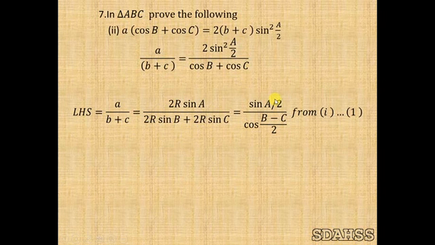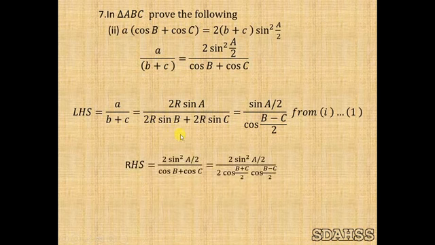Here you make use of subdivision 1, the same question that is given in subdivision 2. You have to make use of subdivision 1, so that is sin A by 2 divided by cos (B minus C) by 2. Then mark it as first equation.